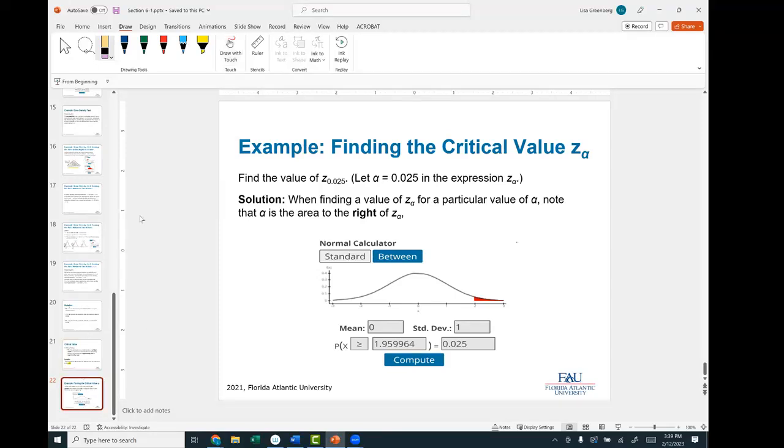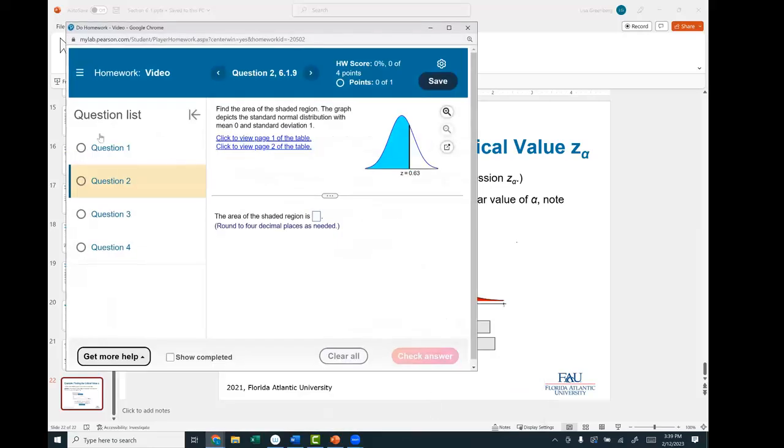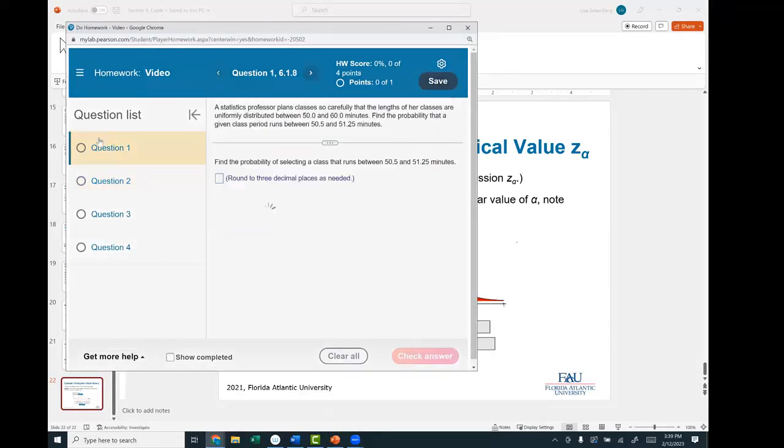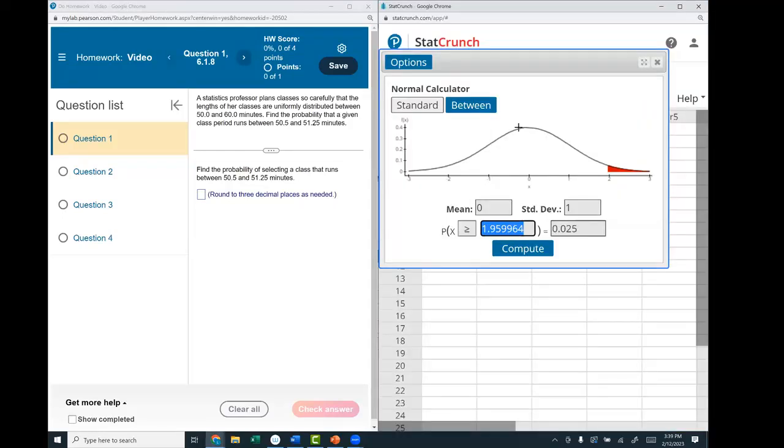Okay, so that's the end of the slide presentation. Now let's go do some of these problems. So question number 1. I'm going to put that over to the left, and I want to put my StatCrunch over here towards the right, and we'll close it up.